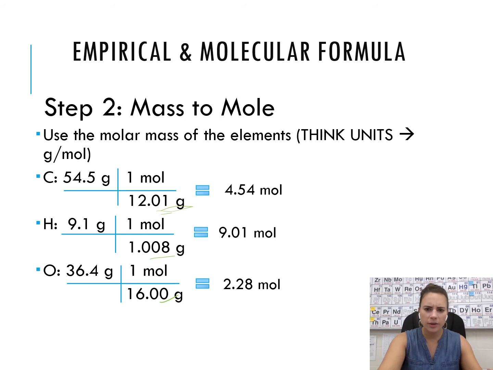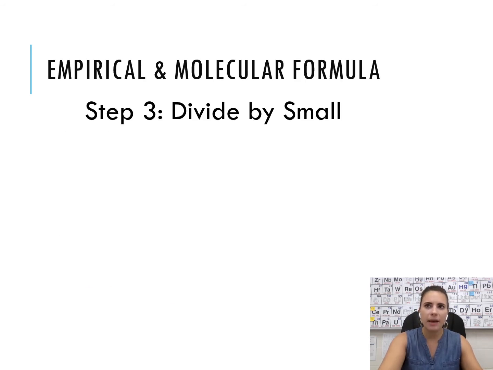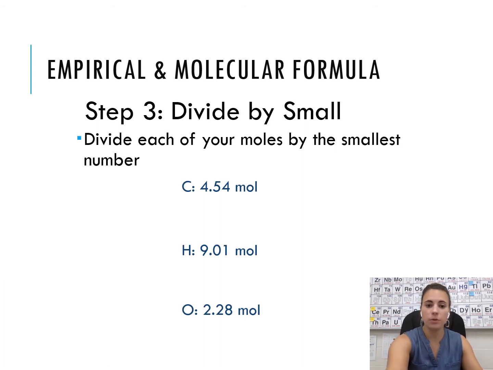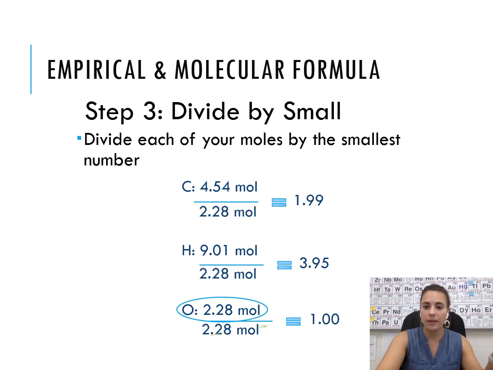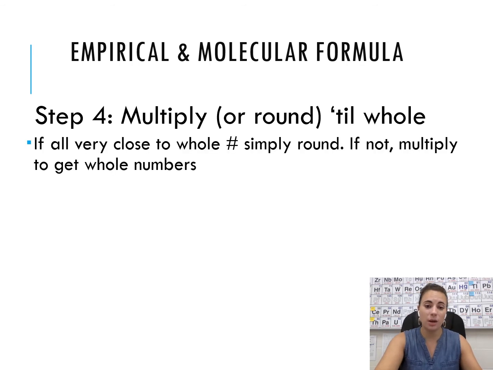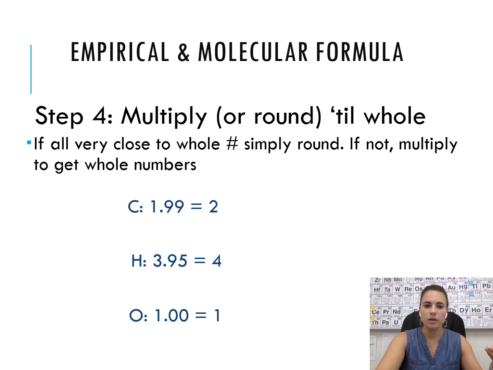So how do we find a ratio? We divide by the smallest number. So for this compound, the smallest number of moles is oxygen. So I'm going to divide each of them by the moles of oxygen. I get 1.99, 3.95, and 1. Well, in this case, we're going to be able to round those numbers because they're so close to the nearest whole number. So 1.99, of course, rounds to 2, 3.95 to 4, and then 1.